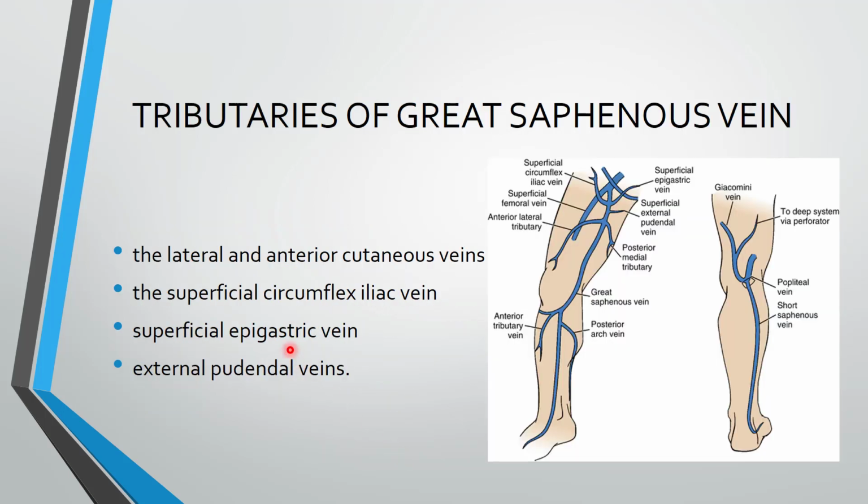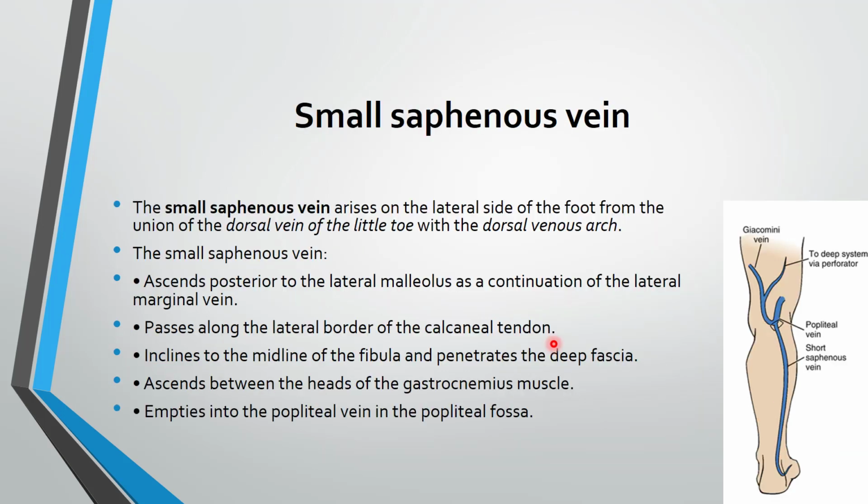Now, these are the tributaries of the great saphenous vein, that is, those veins which enter the great saphenous vein. What are these tributaries? These are the anterior and lateral cutaneous veins. See here, this is the anterior lateral tributary. Then there is the superficial circumflex iliac vein. Then there is the superficial epigastric vein. Then there is the external pudendal vein. All these veins will enter the great saphenous vein.